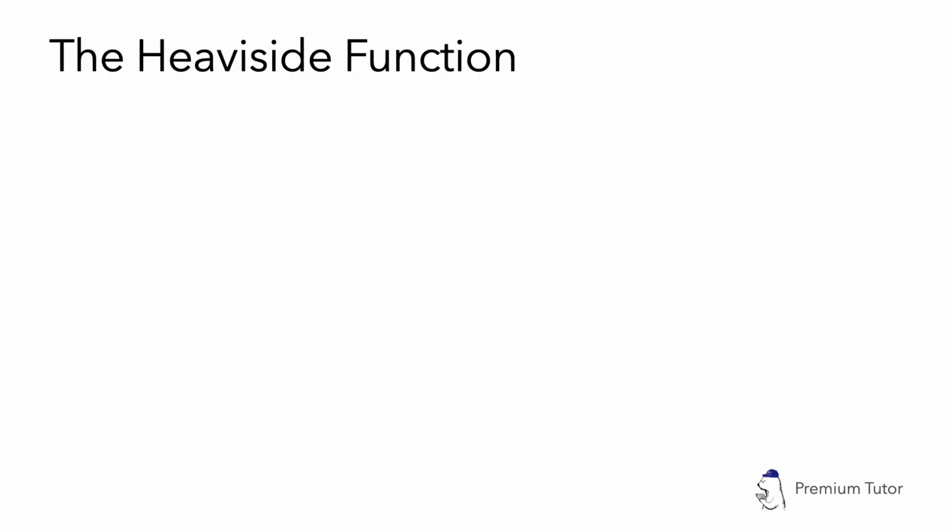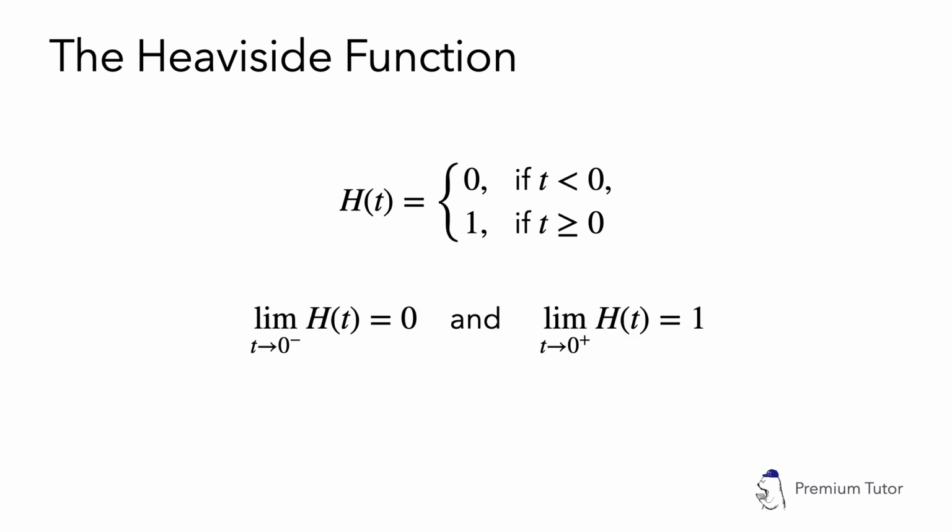Let's look at a simple but interesting example, the Heaviside function. It's 0 for all values of t less than 0, and 1 for all values greater than or equal to 0. What's special is that sudden jump at t equals 0. From the left, h of t stays at 0, from the right it jumps up to 1. This difference between the two sides shows how limits help us describe sharp changes in a function's behavior.